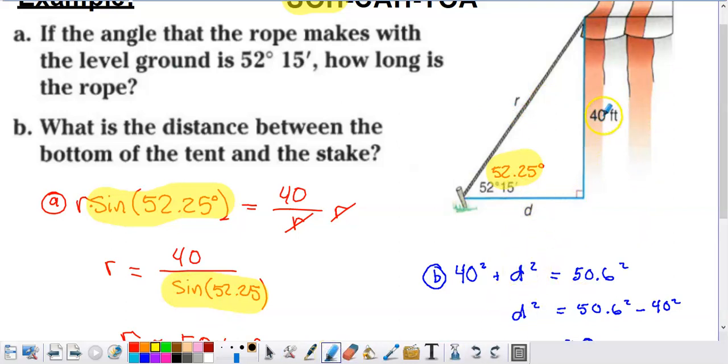But now what I'm going to do is try to figure out how the side that we know and the side that we want to know, and in part B, it's side D, the distance between the bottom of the tent and the stake, how those are related to this 52.25 degree angle. So R is the hypotenuse, meaning we're not going to use the H at all within part B.